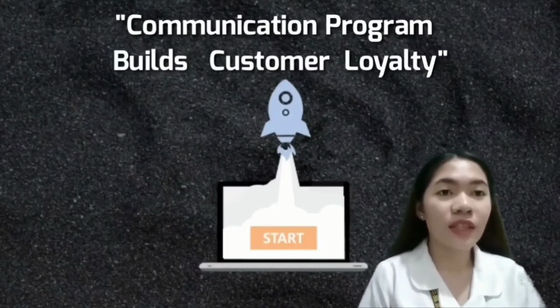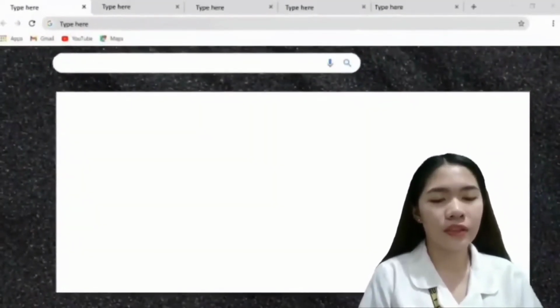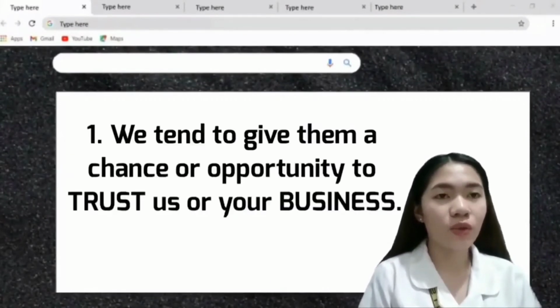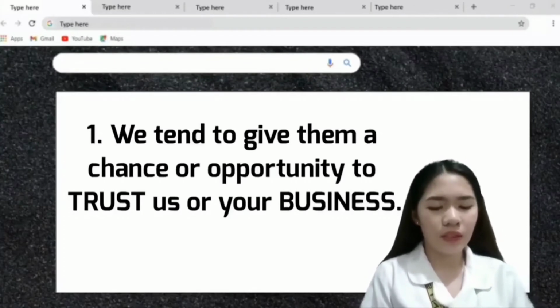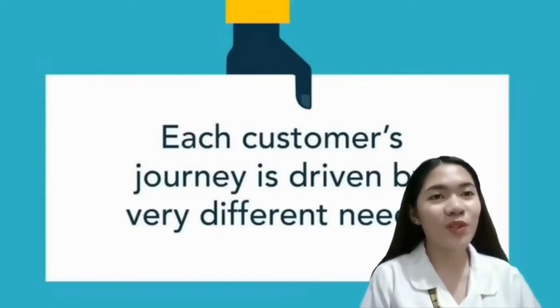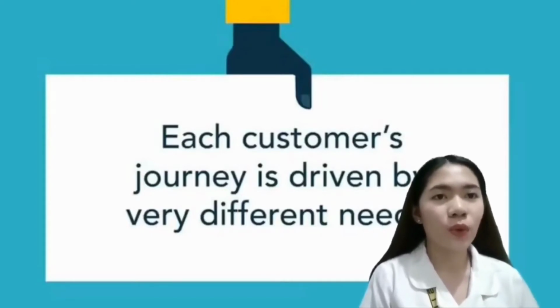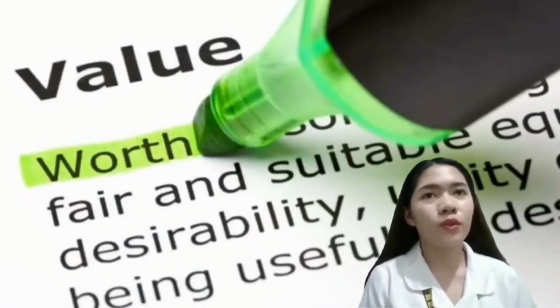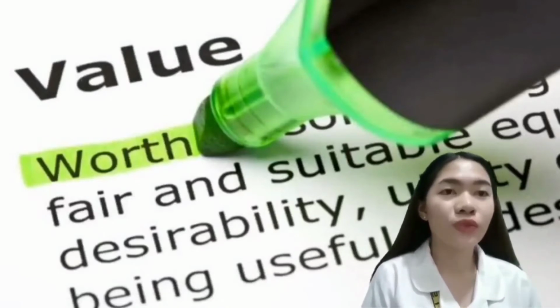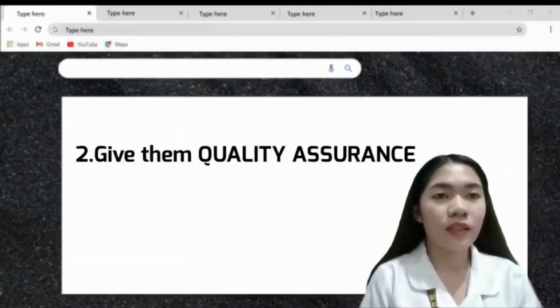We have said earlier that through communication, we give our customers the chance to know our business better. But the truth is we give them more. You give them more when you communicate with them. And what are these? We have 4 here. Number 1, we give them a chance or opportunity to trust your business. How is it possible? When you show them what your business can offer, they tend to be curious about it, and they will be more likely to engage with you. So when you've proven to them that they have reasons to trust you, they will then trust your business.